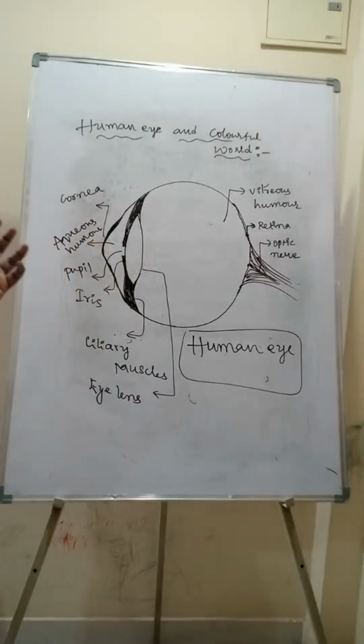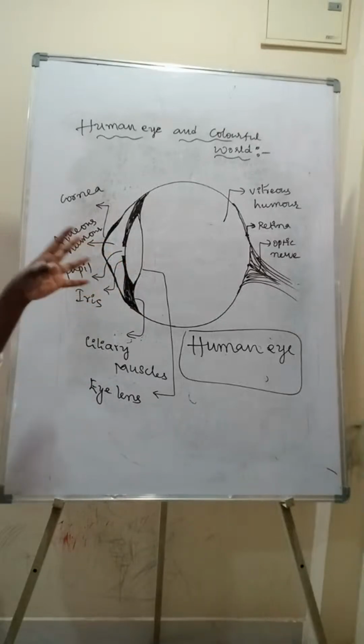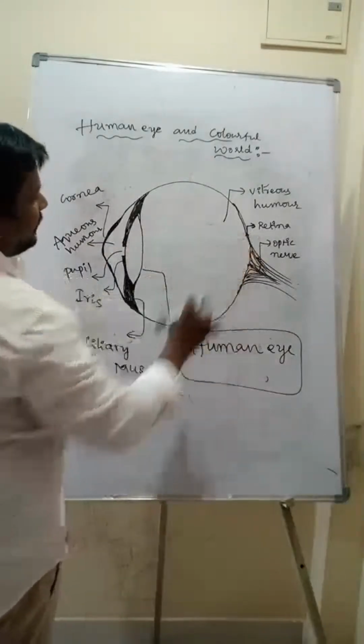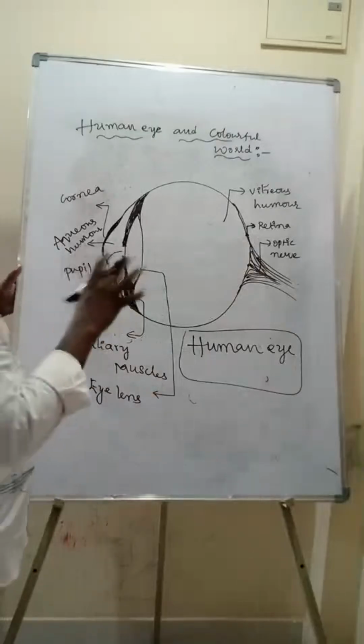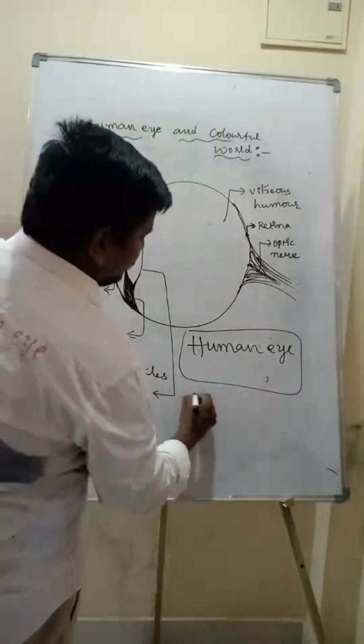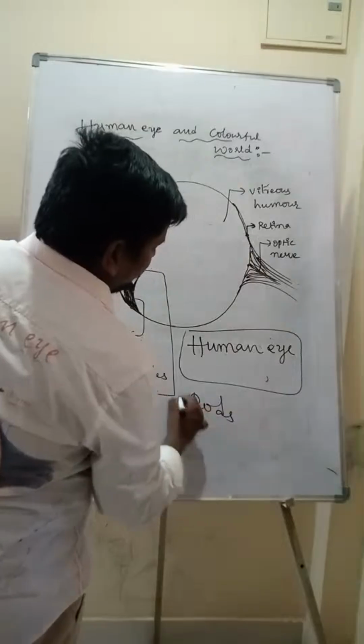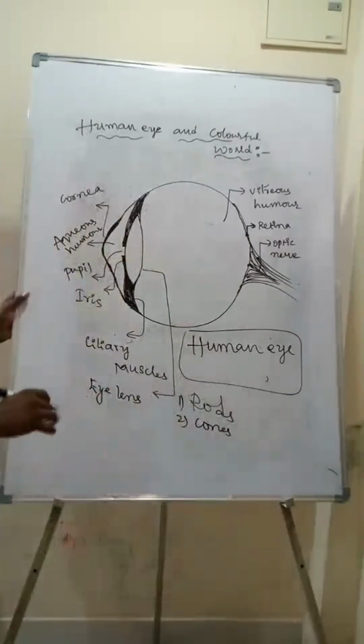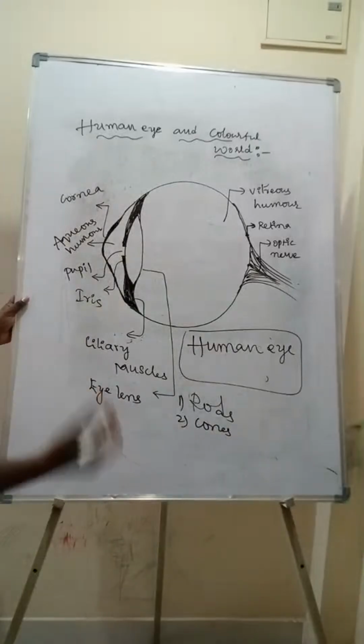After refraction, the light rays will meet at the retina. There rods and cones are present. These are two light sensitive cells: rods and cones. Rods sense the intensity of the light. Cones sense the color of the light.